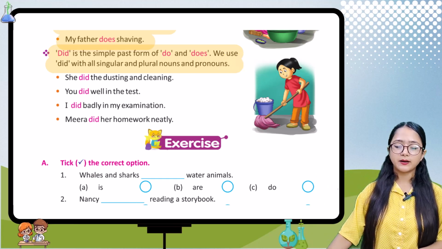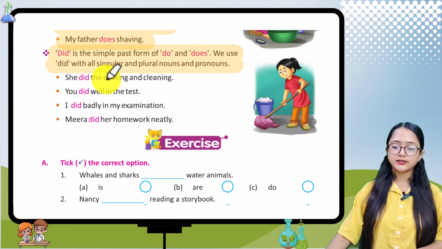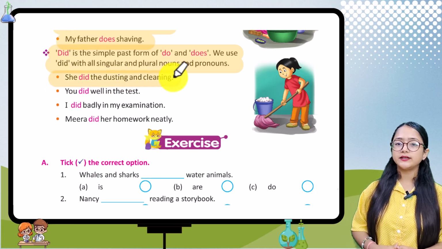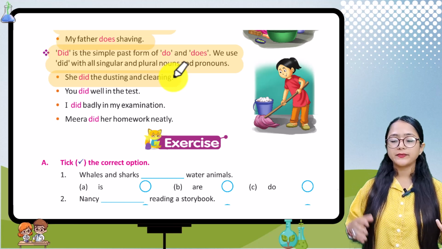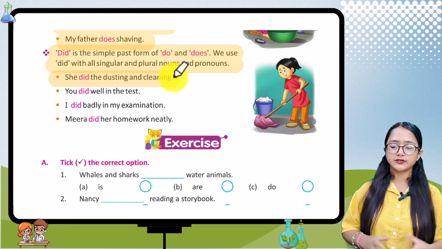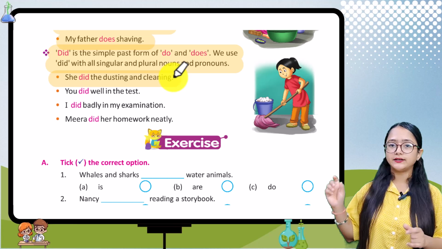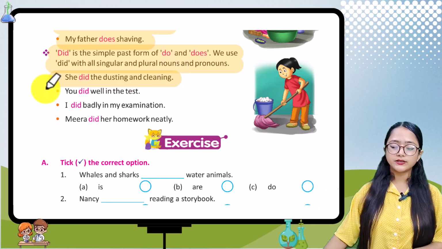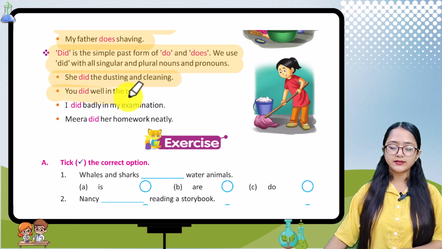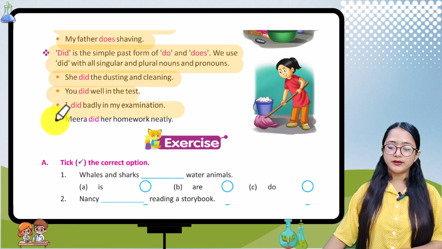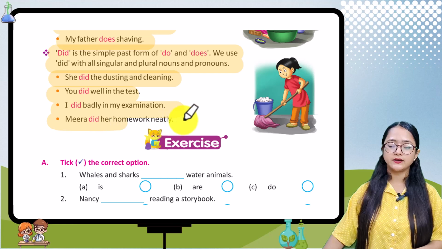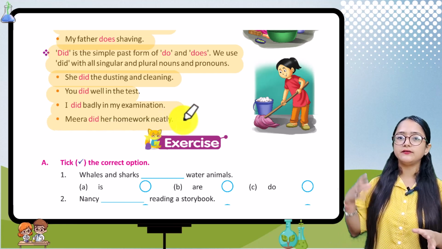So here are some examples. She did the dusting and cleaning. So basically she already did that, and it is talking about a past action. That's why you are using did here. Next one, you did well in the test. Next, I did badly in my examination. Next one, Meera did her homework neatly. So here did is the verb.